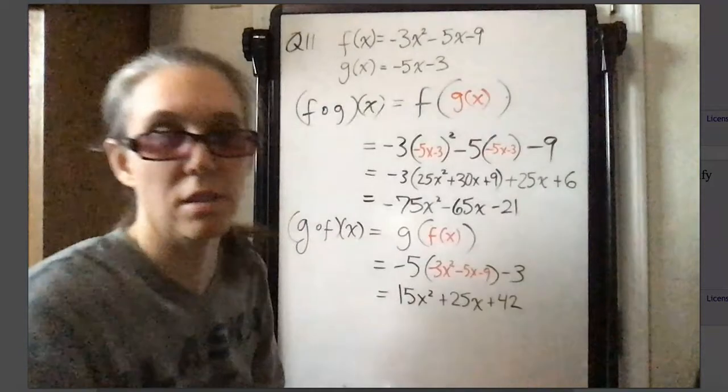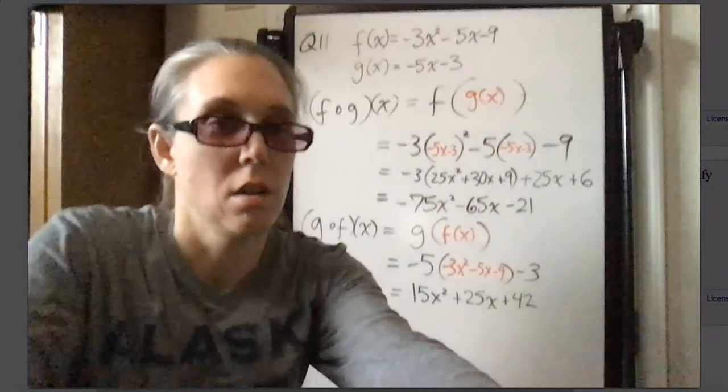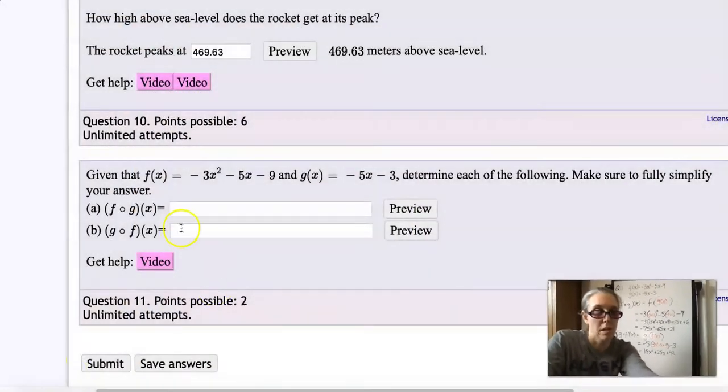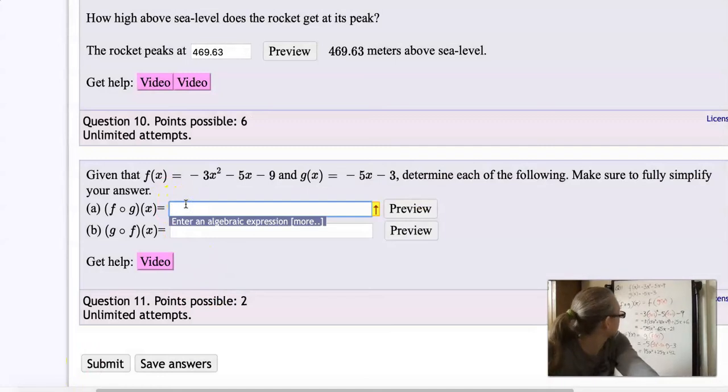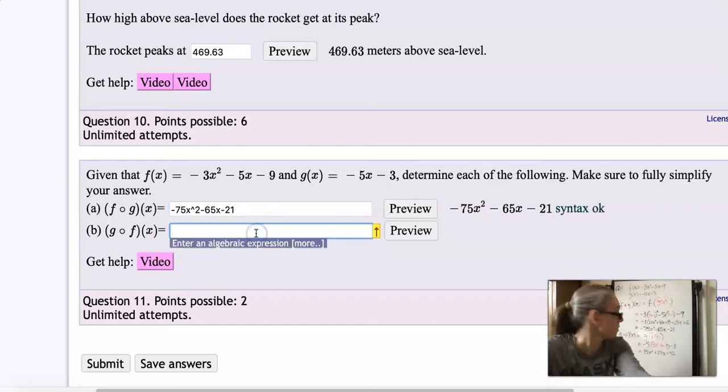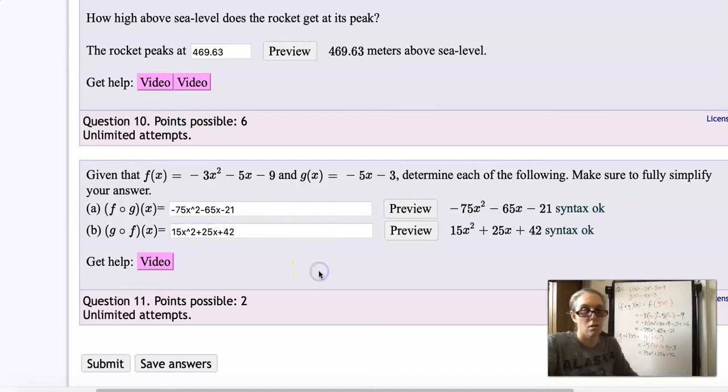So I'm not going to erase this, in case I get these wrong, I'll be able to check where I made my error. Let's go back over here. F of g of x is negative 75x squared minus 65x minus 21. And g of f of x is 15x squared plus 25x plus 42. Okay, so now I'm going to submit all my answers and see if I get them right.